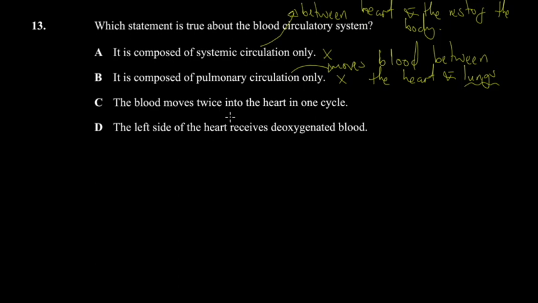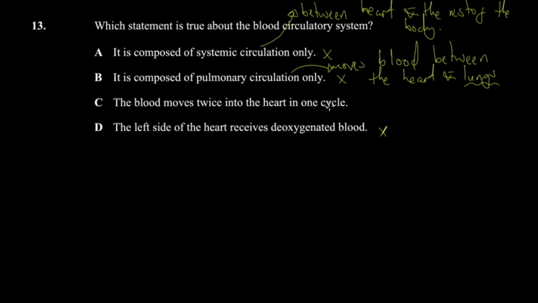So C says the blood moves twice into the heart in one cycle. So this one, let's hang on it a bit. Then the left hand side receives deoxygenated blood. So this is not true. The left hand side of the heart actually receives oxygenated blood. One way to remember this is that your heart is on the left side, so it's a good thing. So left side is oxygenated blood, which is a good thing again. It's not exactly apples to apples, but I'm sure you get it. It will help you remember.